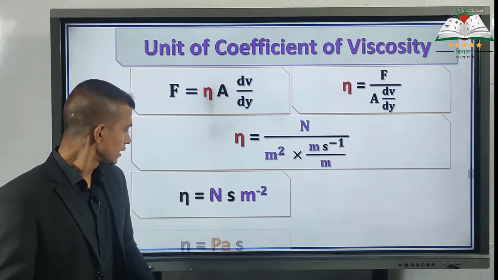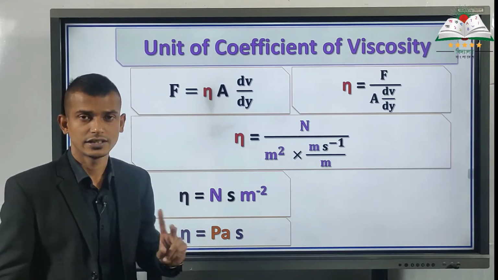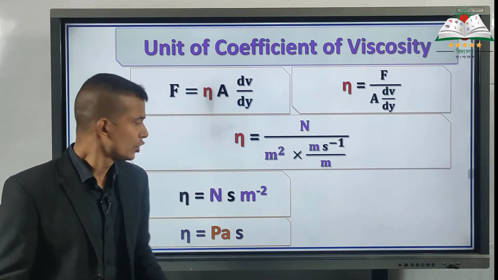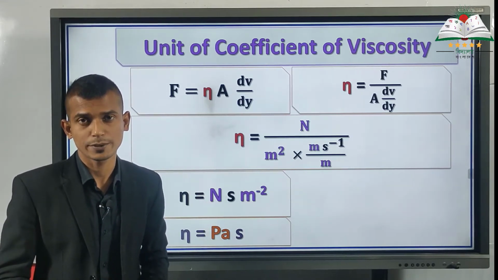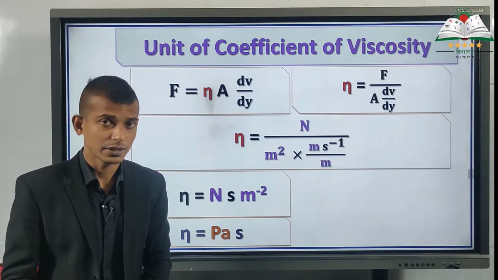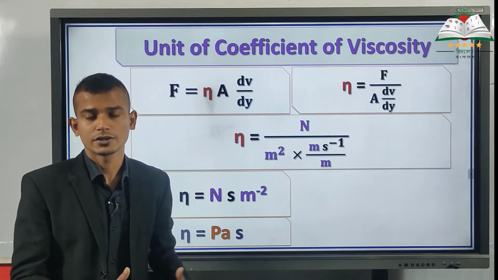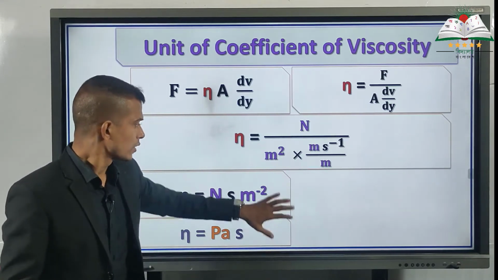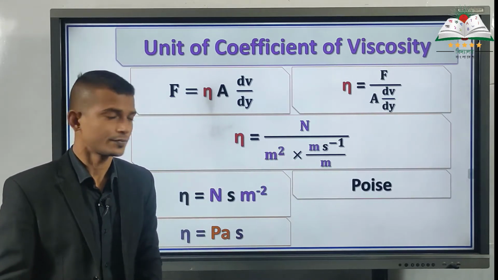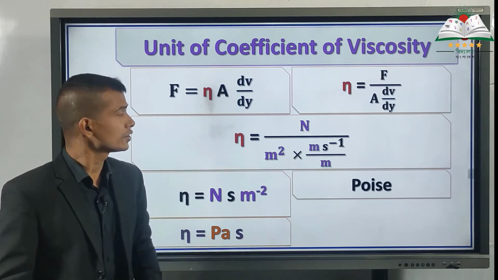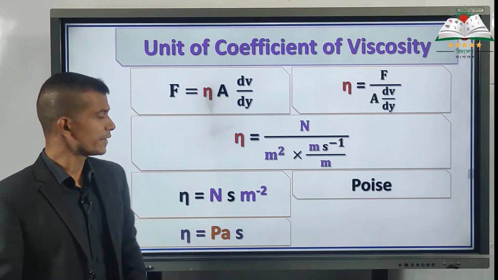Okay, so this eta equals Newton second per meter square becomes Pascal second. So we have found two units of viscosity coefficient. One of them is Newton second per meter square, and the other one is Pascal second. But there is another unit which was named after the famous scientist Poiseuille. According to his name, we will call it just Poise. Okay, so the unit of coefficient of viscosity is Poise or Pascal second or Newton second per meter square.